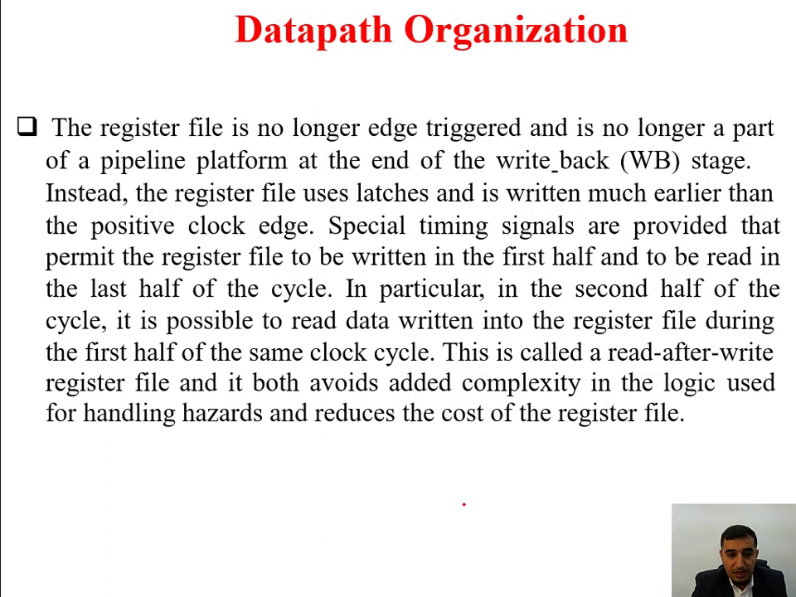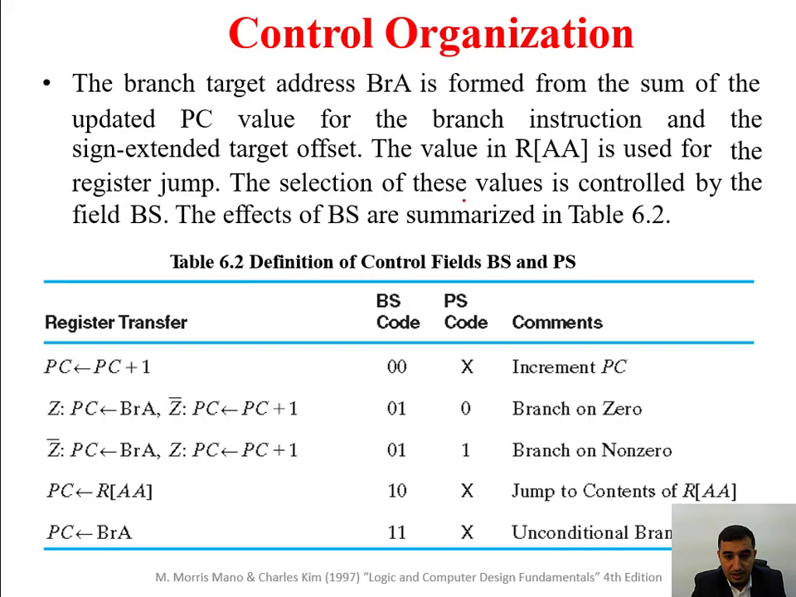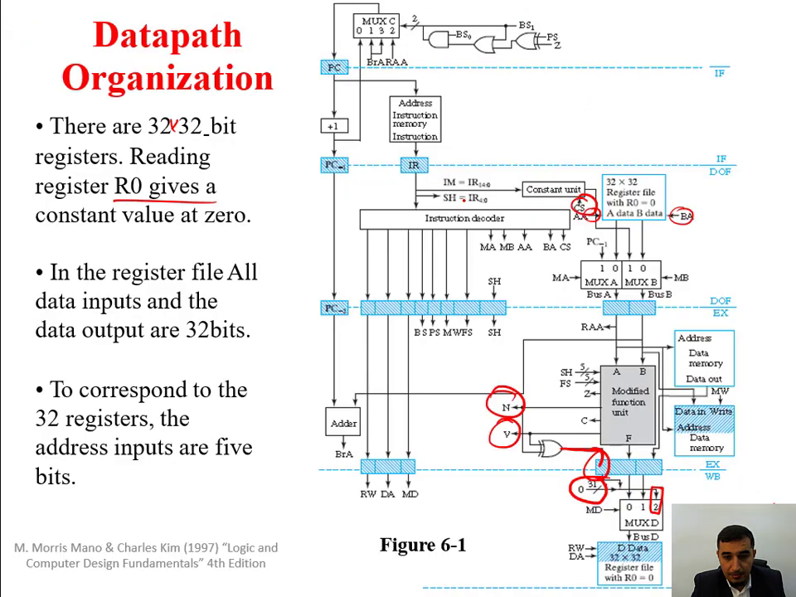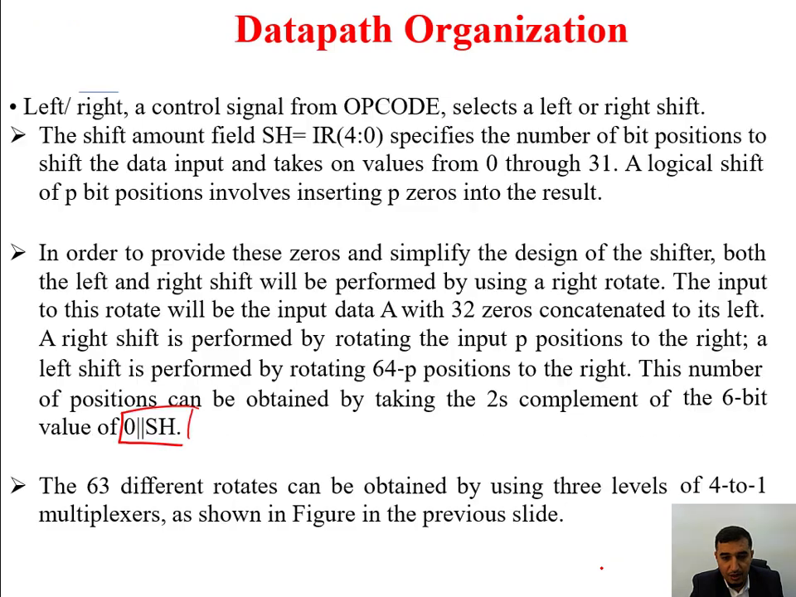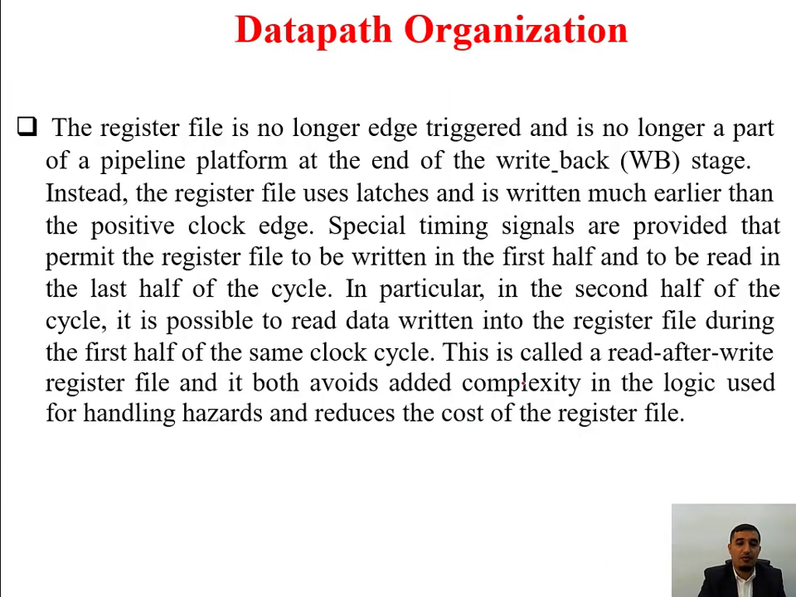So the register file is no longer edge triggered for part of the pipeline at the end of the write back stage, as you can see over here. The register file over here is not part of the pipeline. We have the other register file, which is over here as part of the write back stage. This is because now we have 4 stages. So the register file is no longer edge triggered and is no longer part of the pipeline platform at the end of the write back stage. Instead, the register file is latched and written much earlier than the positive edge cycle.